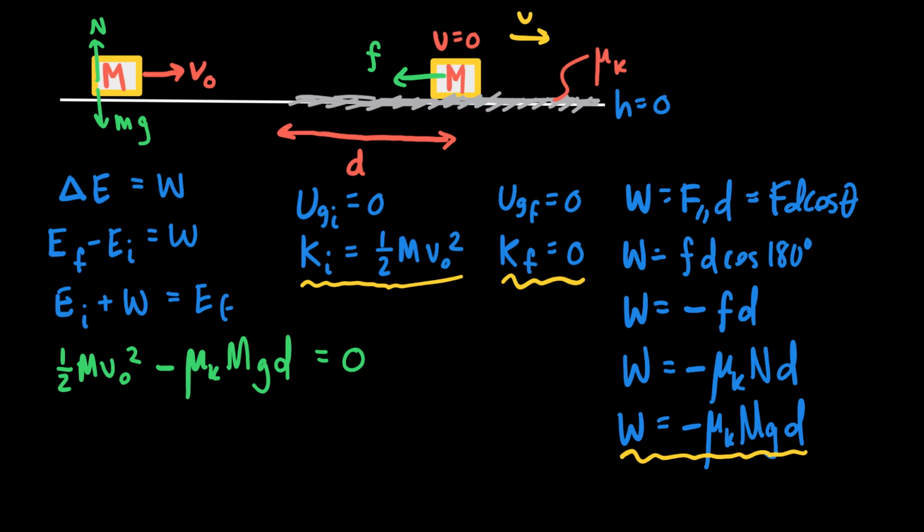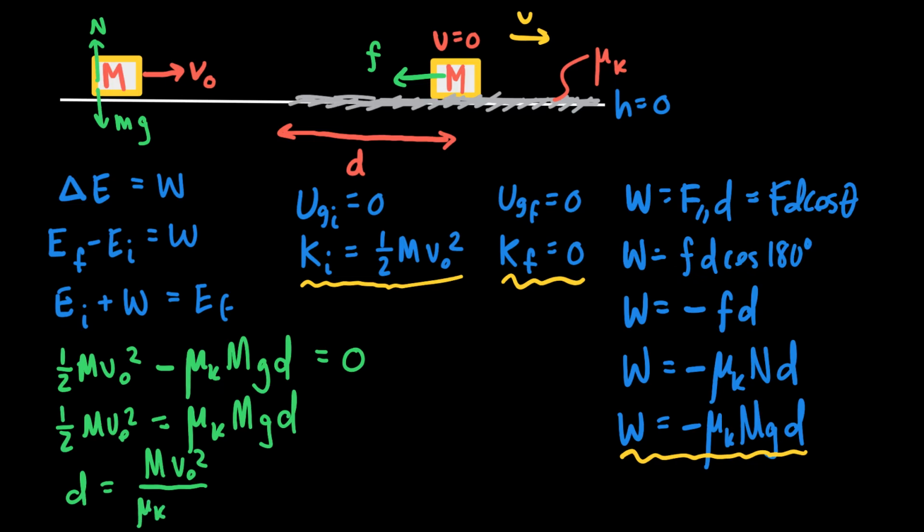Now what I was attempting to do in this problem was derive an expression for d, the distance that the box travels before it comes to rest on that rough surface. So I'm going to solve this equation for d. First I'm going to add the second term to the right side. So 1/2 m v0 squared equals mu k m g d, and therefore d is equal to m v naught squared divided by mu k mg, and there's also going to be a 2 in the denominator.